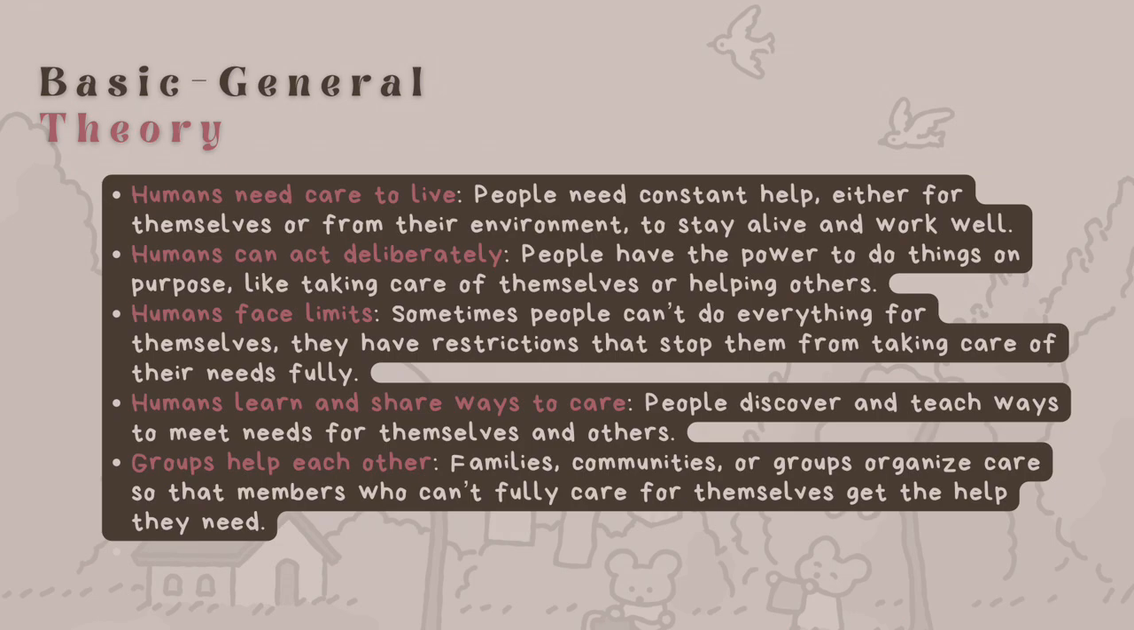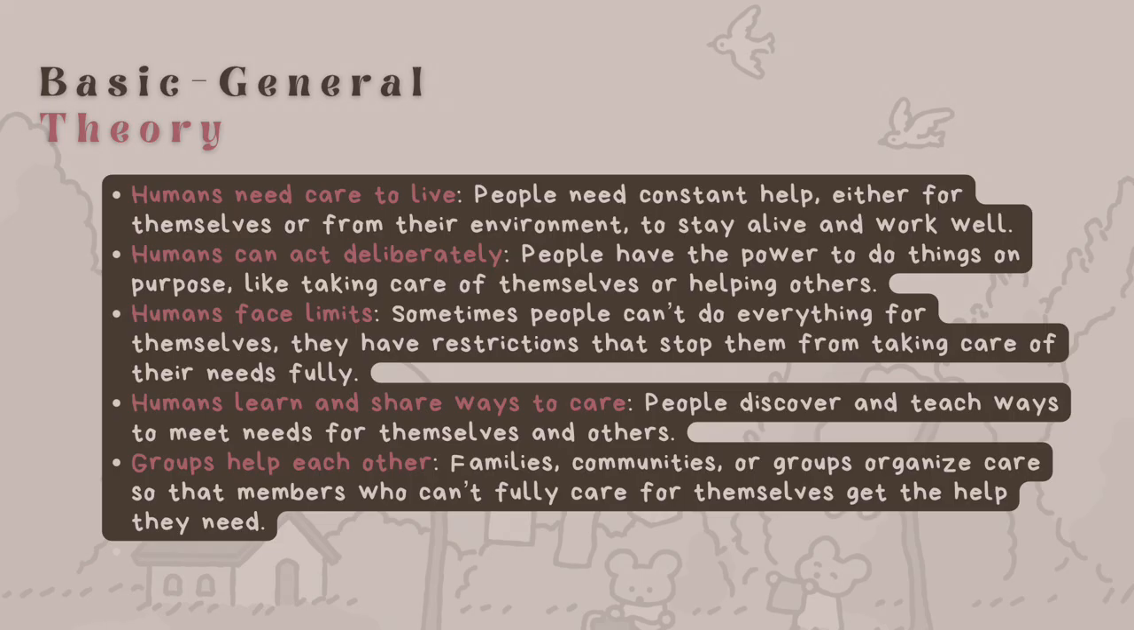Basic general theory. So basic general theory is human needs care to live. People need constant help, either for themselves or from the environment, to stay alive and work well. Human needs care to live. Ibig sabihin, no one is an island, diba? Sabi nga, no? na kailangan palagi natin ng tulong. Kasi nga, as a person, as a human being, we can't meet all of our needs on our own.